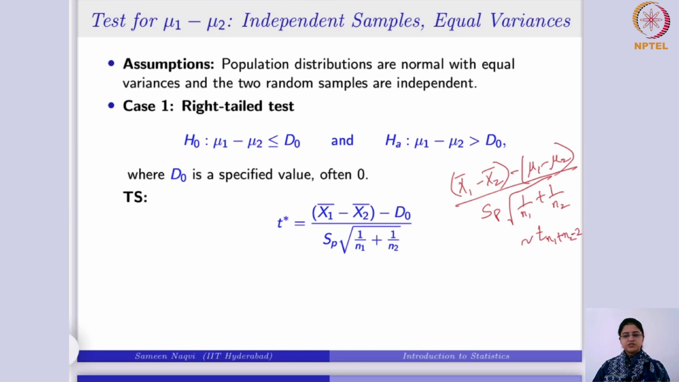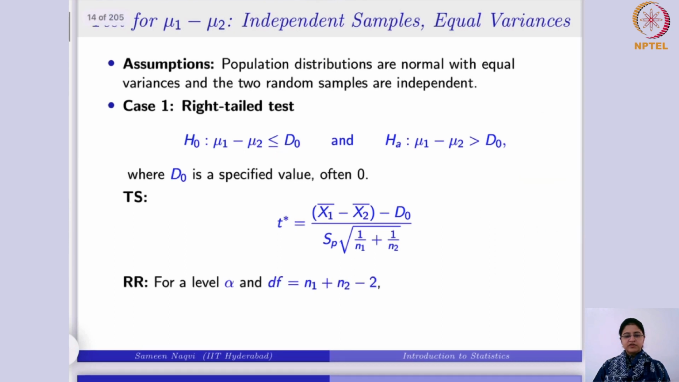Now since we are calculating the test statistic under the null hypothesis, mu1 minus mu2 has an equality sign over here, right? So we can replace mu1 minus mu2 by d naught. So that is why we get this test statistic.